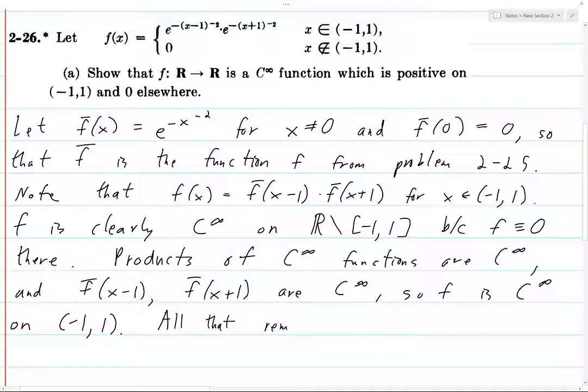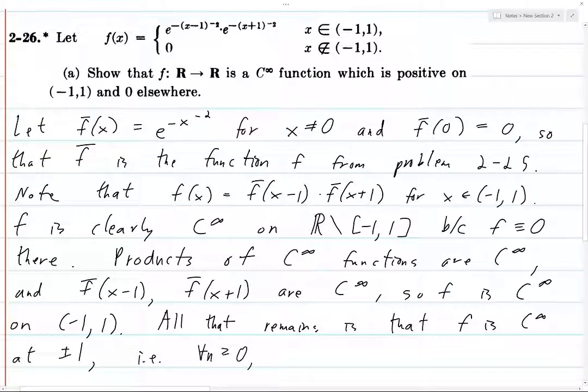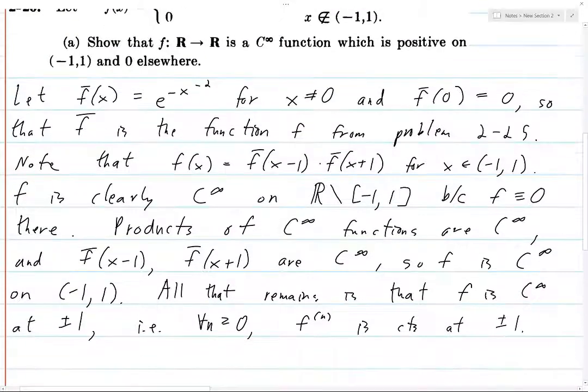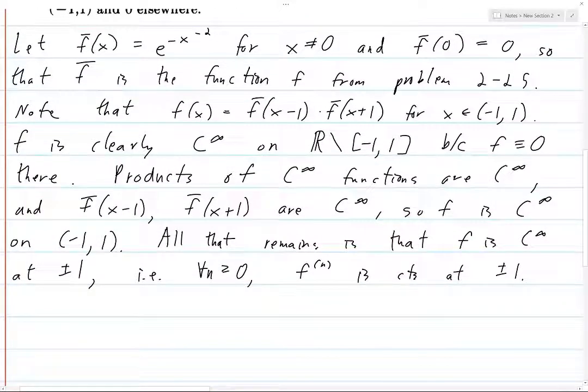All that remains is that f is C infinity at plus or minus 1, i.e. for all n greater than or equal to 0, the nth derivative of f is continuous at plus or minus 1. And of course it exists, but when I say it's continuous, I am implicitly saying that it has to exist as well. Okay, so let's see here.